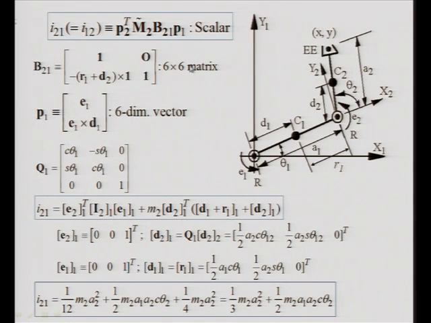So, I22 is having the same result as a single link, 1/3 m2 a2 square. What about I21? Here I21 is P2 transpose m2 tilde, but m2 tilde is m2, B21 and P1. So, B21 is defined here, it is a 6 by 6 matrix. So, B21 is R1 plus D2.